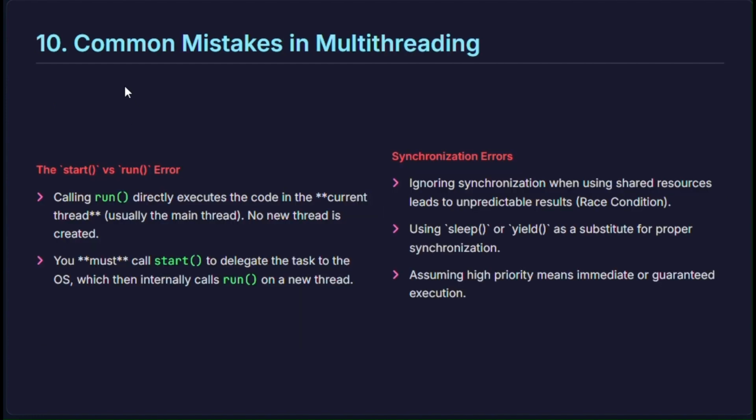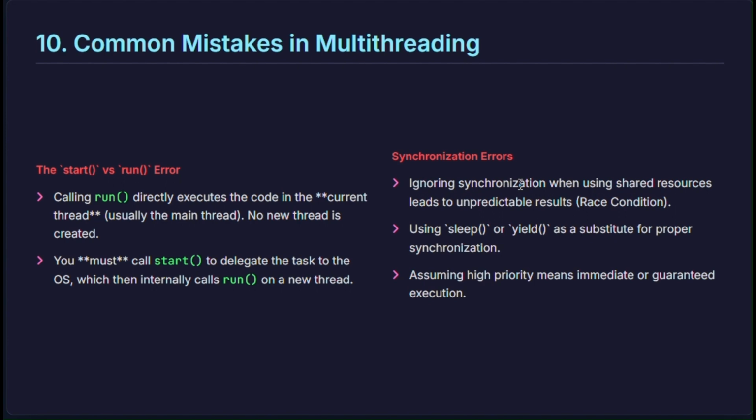Here are the common mistakes you must avoid. The start method versus run method error. This is the number one beginner mistake. If you call myThread.run directly, you are just invoking a normal method call within the main thread. You get zero concurrency, zero performance benefits, and all the confusion. You must call start.